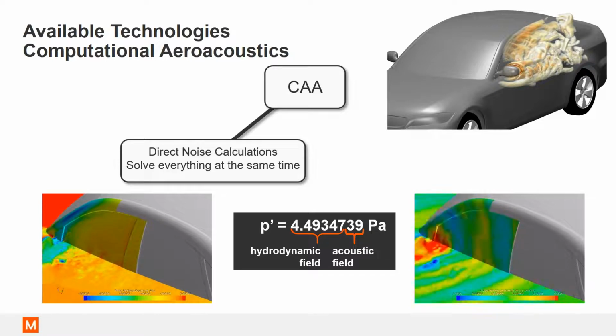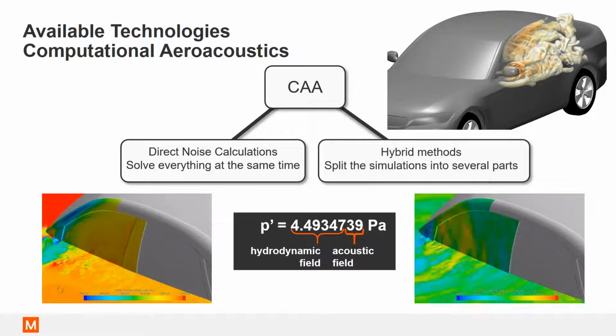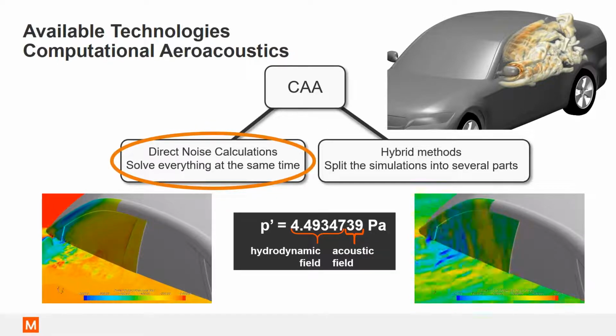Now, as an approximation, what we can do is split the source and the propagation calculations to make such simulations computationally efficient. These methods are known as the hybrid methods. First, we're going to look into the direct noise calculation method and why it's important to have these methods and why the hybrid methodology is not valid in these situations.